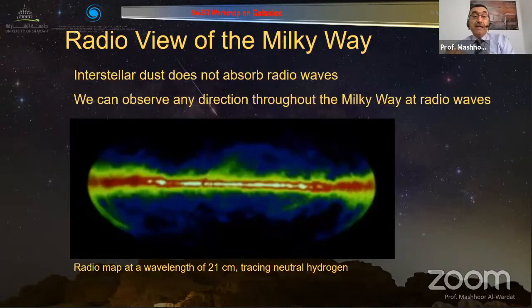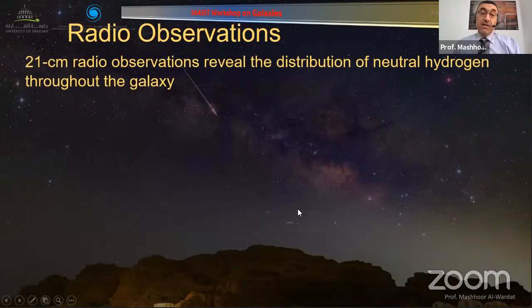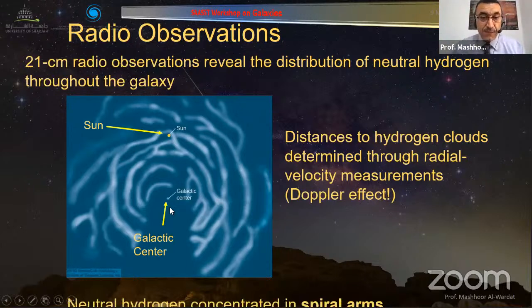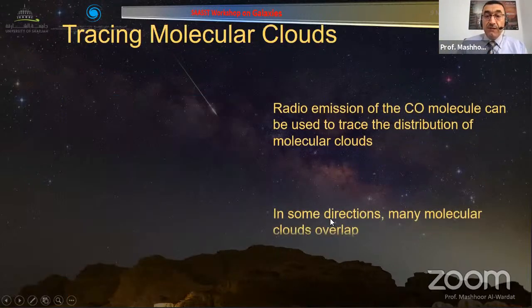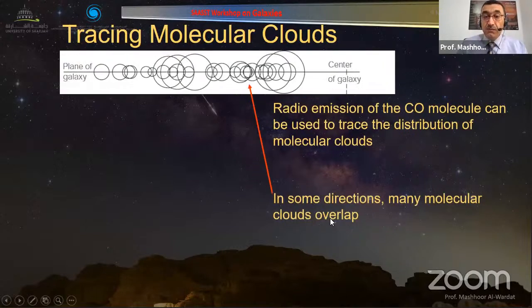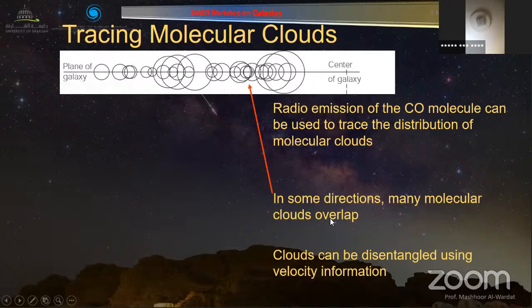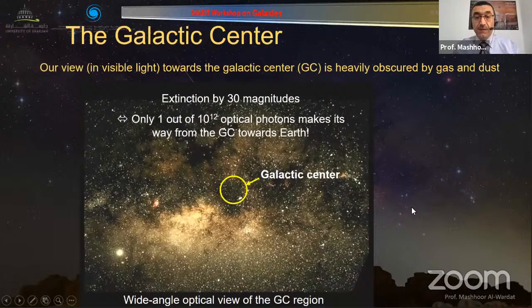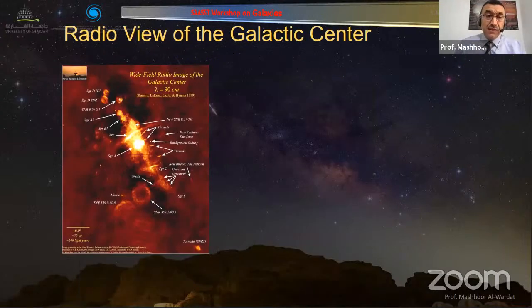Radio view of the Milky Way. So the Milky Way, we have to observe it in different wavelengths. This is the radio, 21 centimeter, okay? And we can define some parts of the galaxy, but we have the galactic center. We have some dark area here. It's when we direct to the Sagittarius. We have also the radio emission of CO, which we can identify some molecular clouds. We have the galactic center here, and another view for the galactic center in the radio.